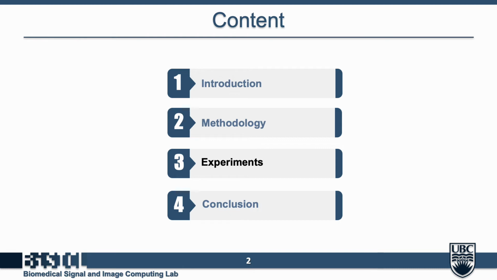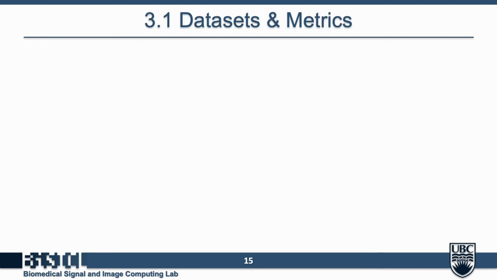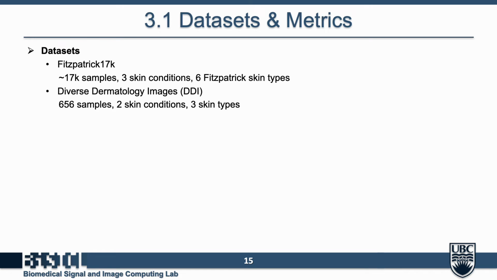The third part is experiment. We studied two skin lesion datasets, Fitzpatrick 17K and Diverse Dermatology Images, named the DDI dataset. We use accuracy to measure models' skin condition classification performance. To quantify fairness, we adapt earlier fairness metrics, which were restricted to binary classification or binary sensitive attributes, to our multi-class classification and multiple sensitive attributes task.